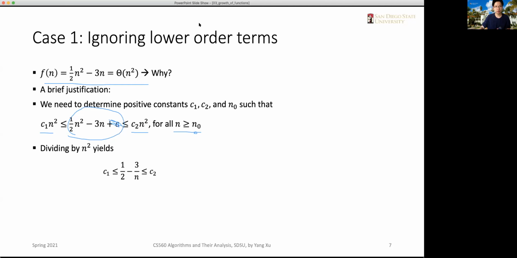So what we can simply do is use these two inequalities, and we divide both sides by n squared, and it will yield us this new inequality, right? So the n squared terms are gone, and we have a new inequality. C1 should be smaller than 1/2 minus 3 over n, and C2 should be greater than this value. So there's a bit of conversion here.